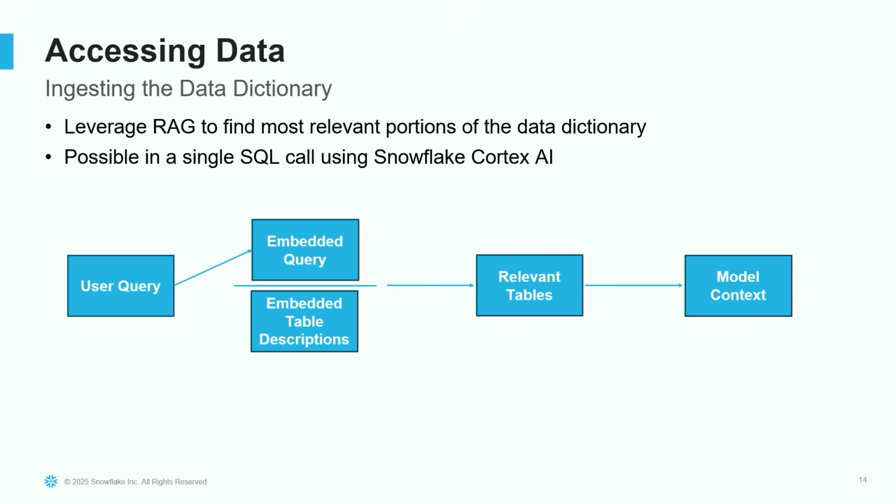In practice, how does it work? Well, we take in this user query. We'll convert that into a numerical text embedding. We'll compare that to our embedded table level descriptions, and we'll get the top 10, the top 15, the top 25 most relevant tables to that user query. And then we can just pass those into the model context, and we're at the same place we would have been before. And again, you can do this all in one go with Snowflake Cortex AI in a single SQL statement.